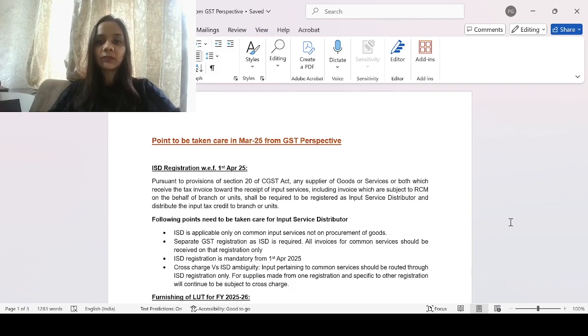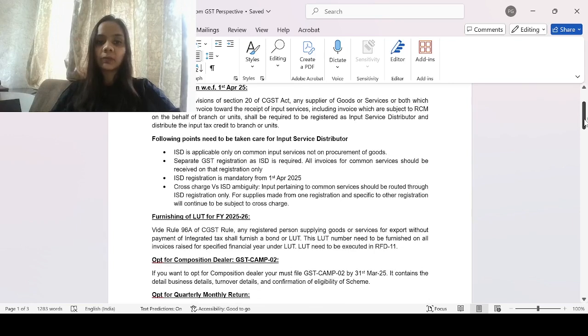ISD is basically used when we are procuring common services for multiple GST registrations. This input tax credit we can pass on to another GSTIN of the same entity only and only through an ISD registration, raising the invoice as an ISD distributor, not through the cross charge. It is very imperative that everybody initiates the ISD registration now if it is applicable to them. This is all about the ISD registration being implemented from 1st April 2025.